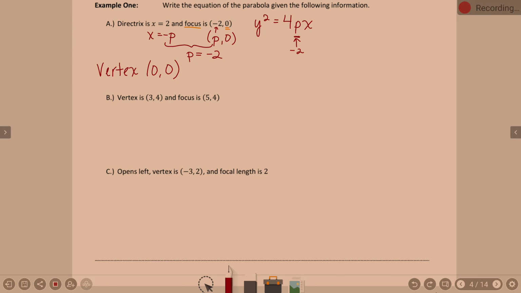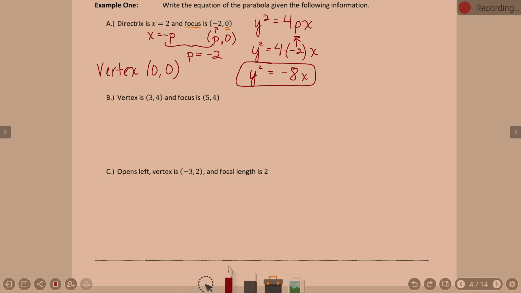Can you write an equation? y squared equals 4 times your p-value of negative 2 times x. What is that when you clean it up? Four times negative 2 times x is negative 8x. And we're going to leave it in that form, folks. y squared equals negative 8x.